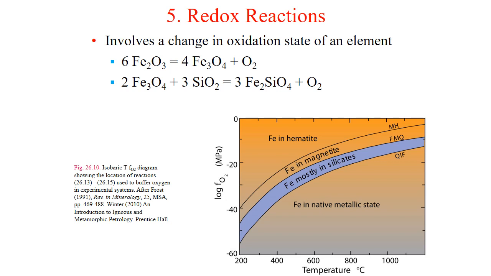Oxidation-reduction reactions, or redox reactions, involve changes in the oxidation state of ions or ion complexes that naturally occur in more than one state, such as iron 2+ versus iron 3+. A simple redox reaction is illustrated by the equation 6 Fe2O3 equals 4 Fe3O4 plus O2, illustrating hematite and magnetite. In this reaction, 2/3 of the Fe3+ in the hematite is reduced to iron 2+ in the magnetite, and half as many O2- ions are oxidized to O0 to compensate and maintain electrical neutrality.